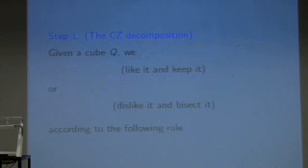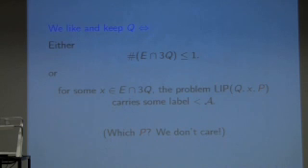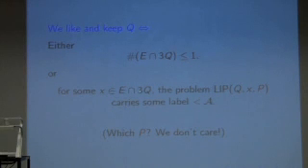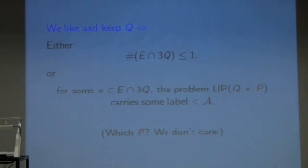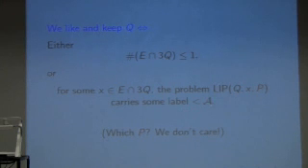Carrying out the plan. Okay, step 1, the Calderon-Zygmund decomposition. Given a cube, Q, either we like it and keep it, or we dislike it and bisect it according to the following rule. So now here comes our Calderon-Zygmund rule. Okay, we like and keep Q if one of two things happens. Either E intersect 3Q has at most 1 point, or for some x in E intersect 3Q, the local interpolation problem LIP of Q, x, capital P carries some label less than script A.